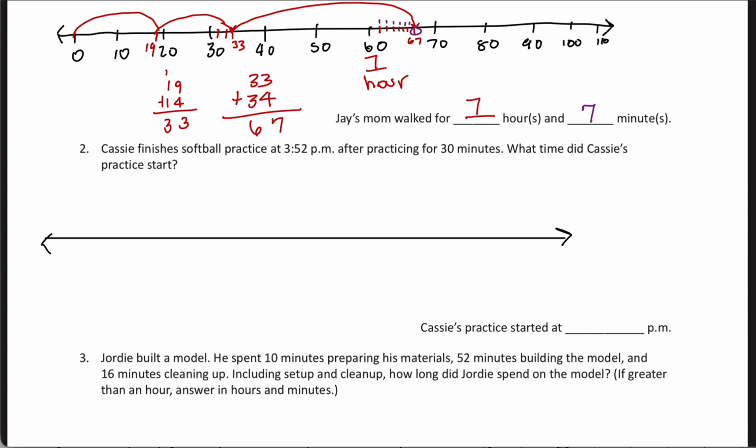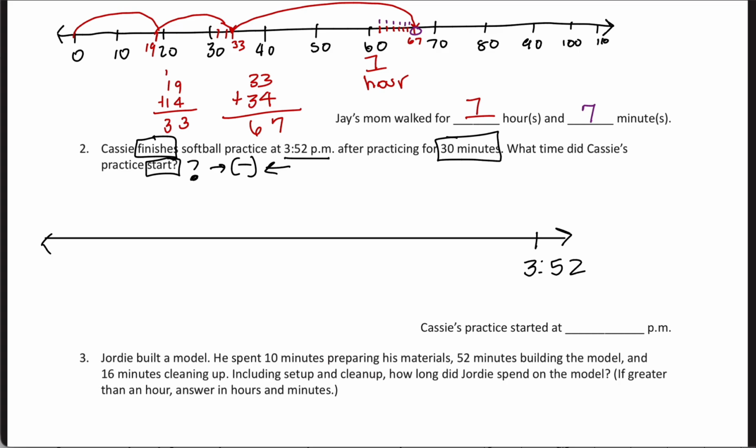And we know that we have a finish time. So when you have a finish time, you are going to write that at the end of the number line. So finish time is 3:52. We're looking for a start time. So our unknown is the start time, and when your unknown is the start time, that means you're going to go backwards on the number line, which means you're going to subtract. Going backwards means you're going to go to the left. So we're going to go back 30 minutes, okay?